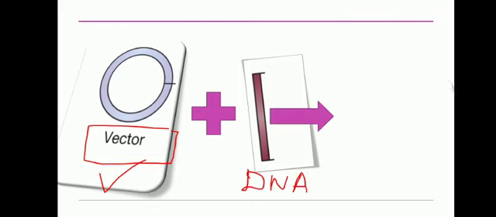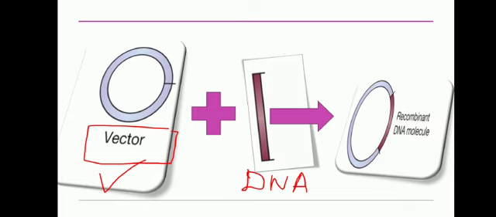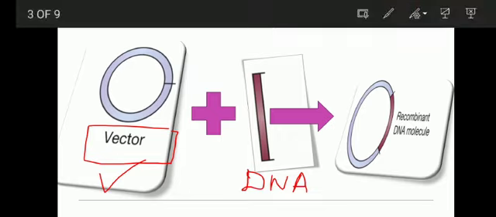This DNA fragment will get inserted into the vector to produce a recombinant DNA molecule. So here we get the recombinant DNA molecule.